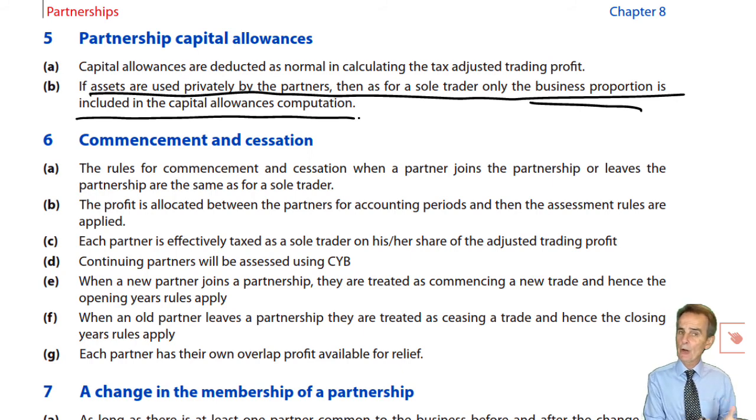But if we've got an old partner leaving partway through, then that individual needs to be assessed for the relevant tax years using the rules that apply in cessation, in closing years. Those bases of assessment apply, closing year rules apply for that individual, for the profits that they've made for their respective periods for which they've been a partner.